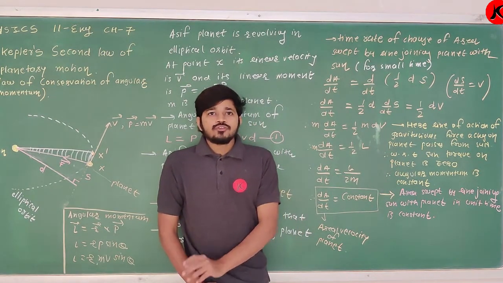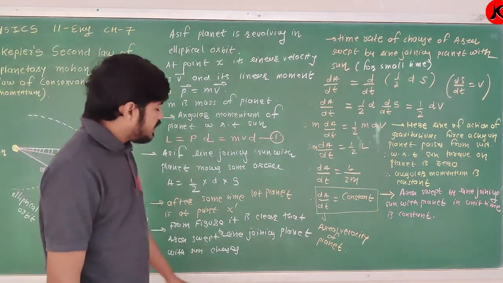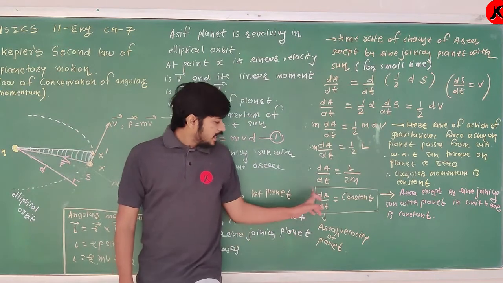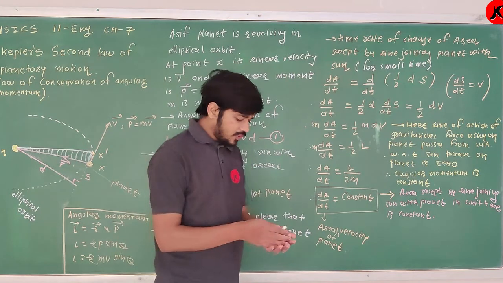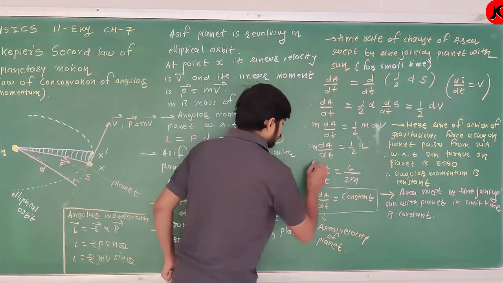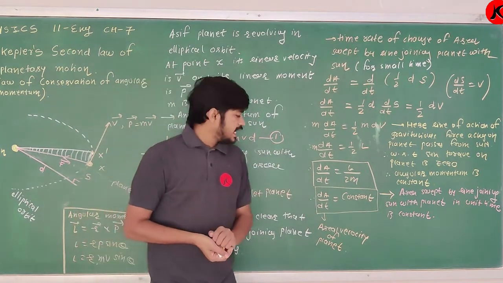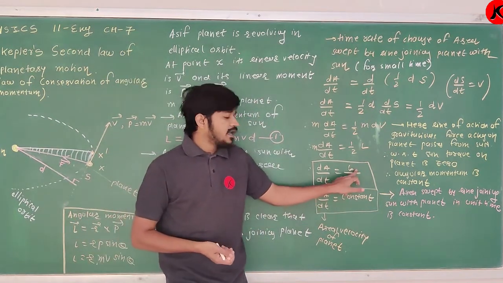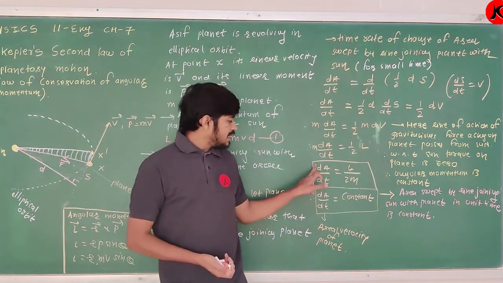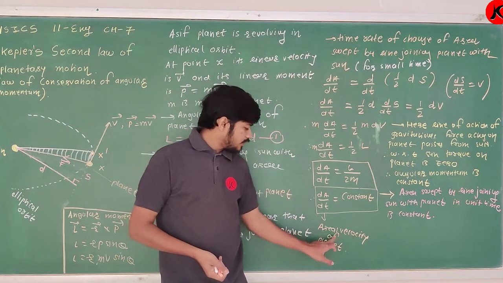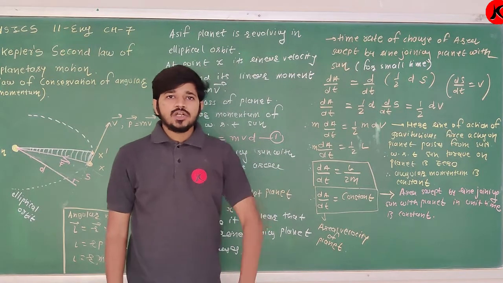Clear about this? So yes, it is again one important theory. Okay, and yes, this equation you have to remember: dA upon dt is equal to L upon 2m. Yes, this above equation you have to remember to solve some MCQs, where L is angular momentum, 2 is 2, and m is mass. So yes, dA upon dt is called the areal velocity of the planet. It remains constant.